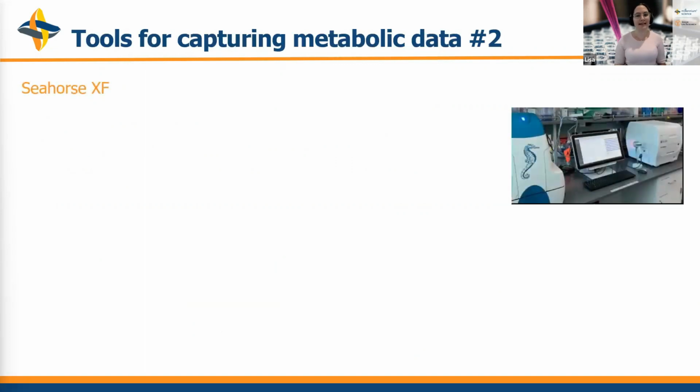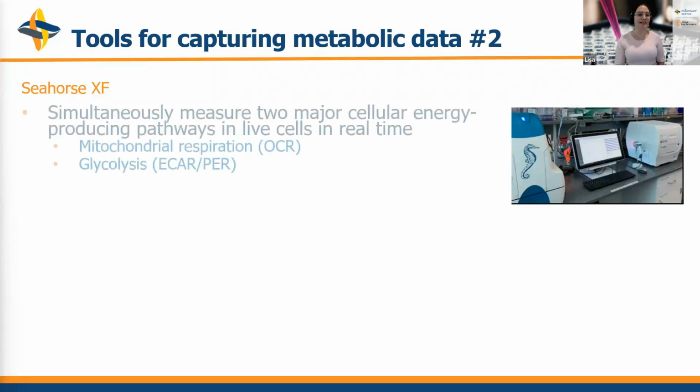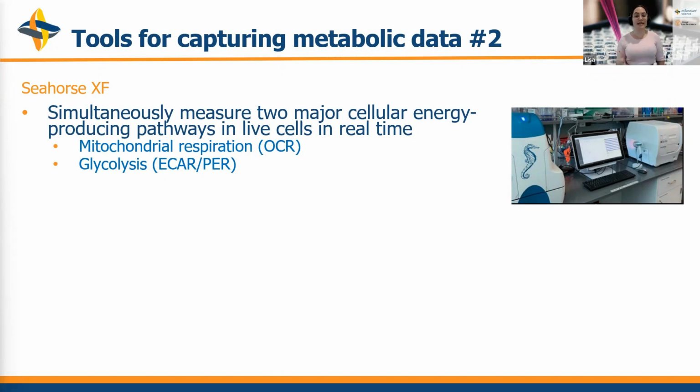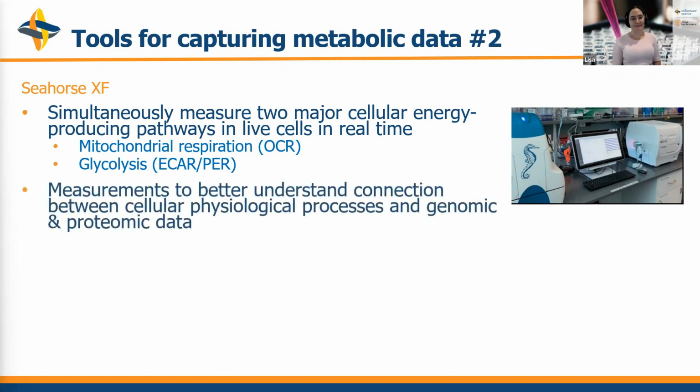Tool for capturing data number 2. Agilent, I'm sure we're well aware of the Seahorse XF. So what it will allow you to do is to simultaneously measure 2 major cellular energy producing pathways in your cells in real time. And this includes your mitochondrial respiration and glycolysis. And this allows you to better understand the connection between your cellular physiological processes and your genomic and proteomic data.